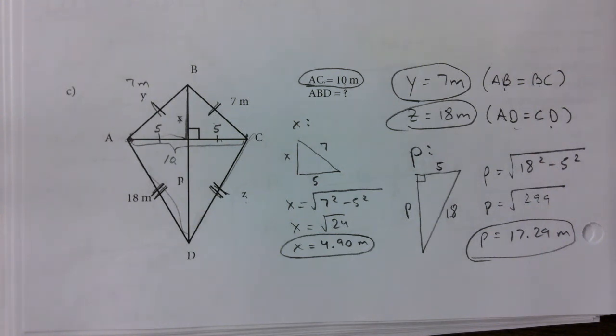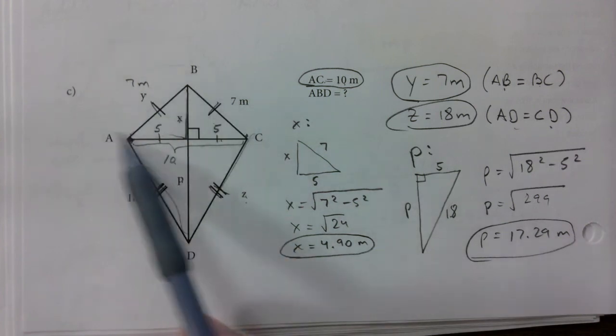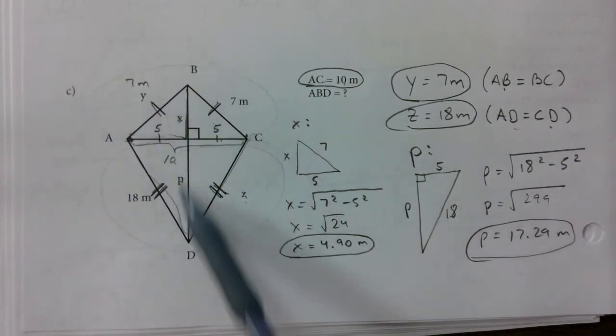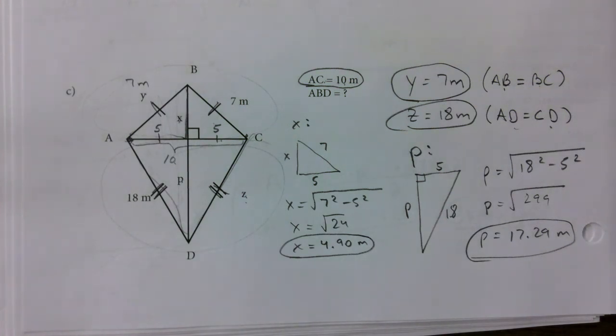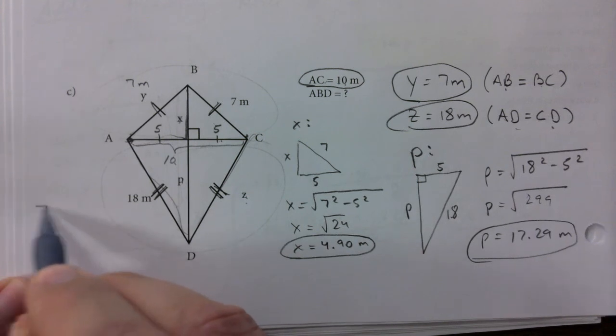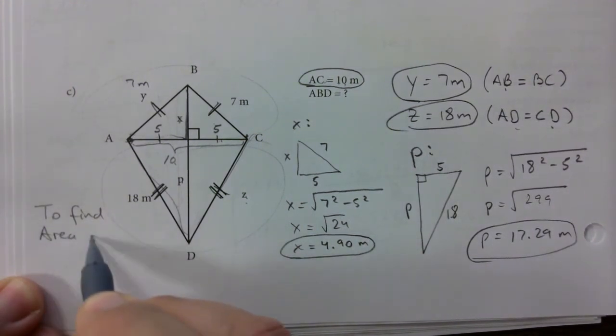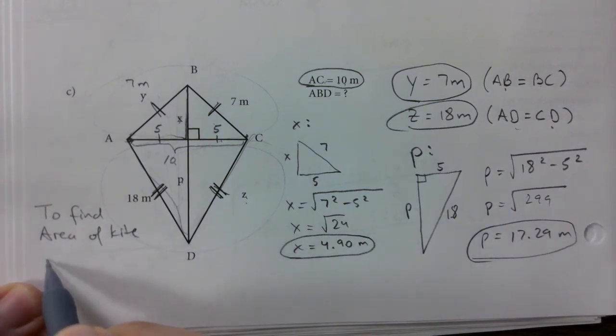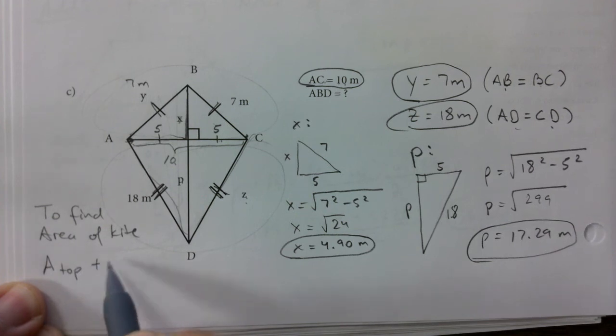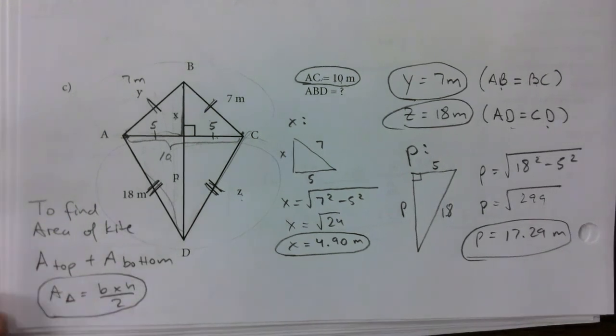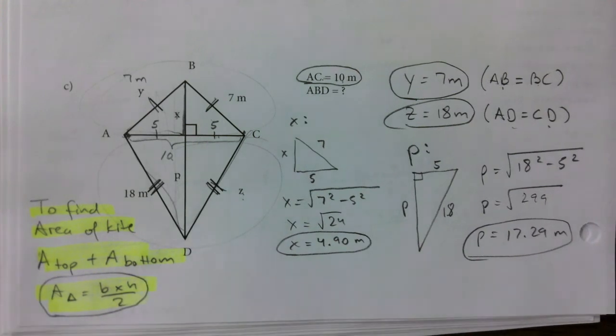Question: could you find the area of the kite? Two triangles, right? So if I ever ask you that, you find the area of the top, the area of the bottom, and add them up. Base times height divided by 2. Right? Base times height divided by 2. I don't have room to do that here, so maybe to find the area of the kite, find the area of the top plus the area of the bottom. And remember, area of a triangle is base times height divided by 2. Probably worth highlighting.